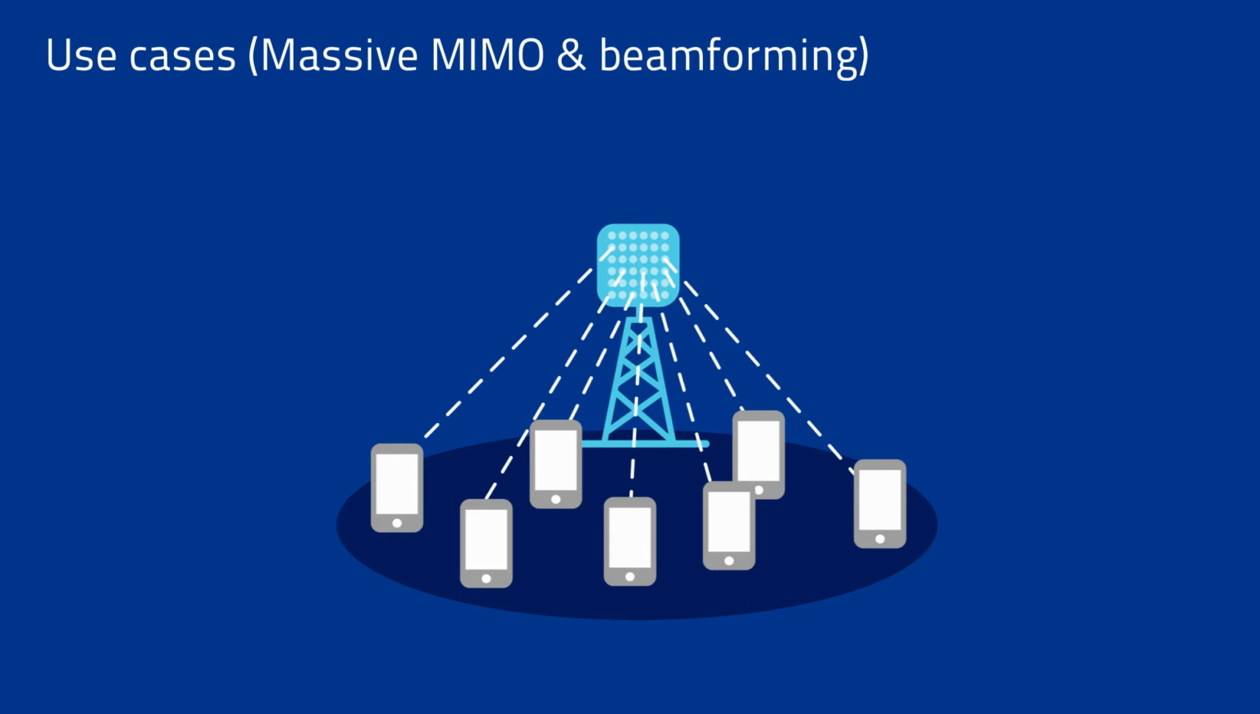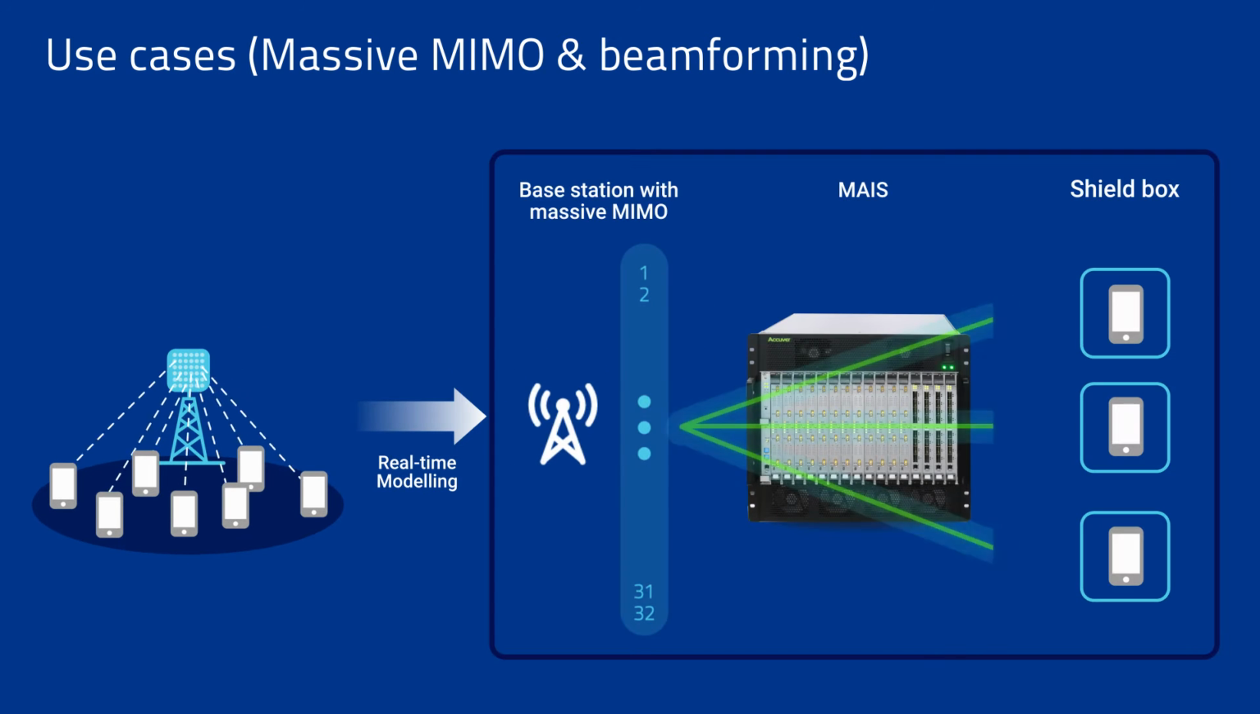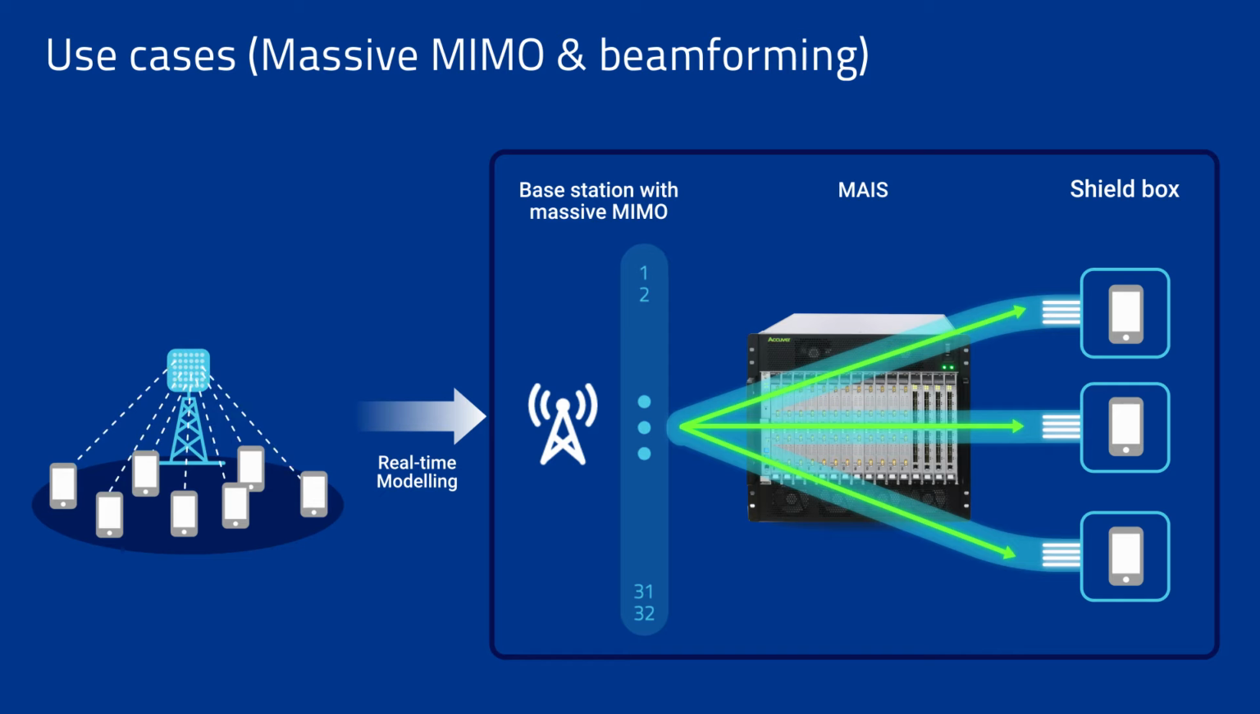A massive number of antenna ports can also be connected to MAIS for massive MIMO and beamforming tests. MAIS features individual phase and amplitude adjustment per path to create an appropriate channel between BS and UE under test.